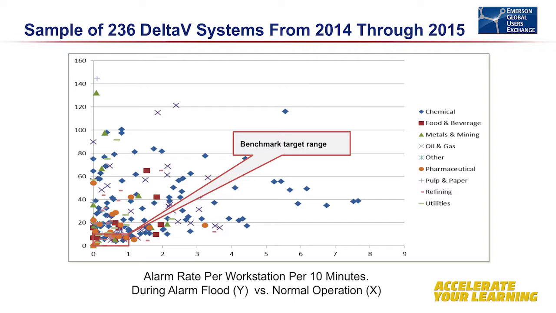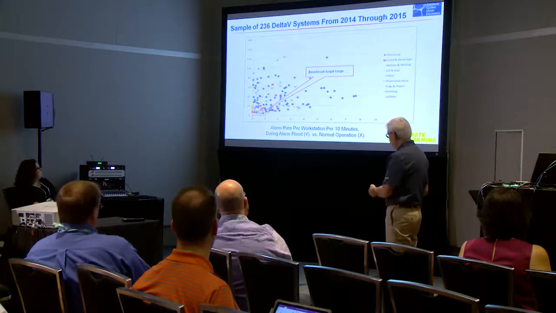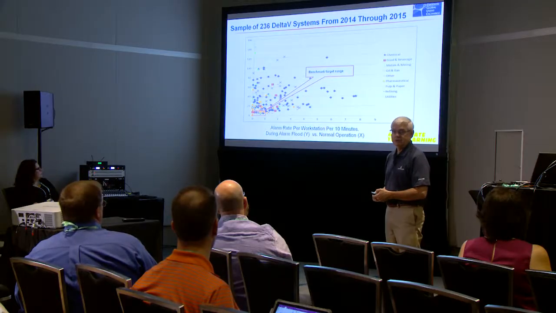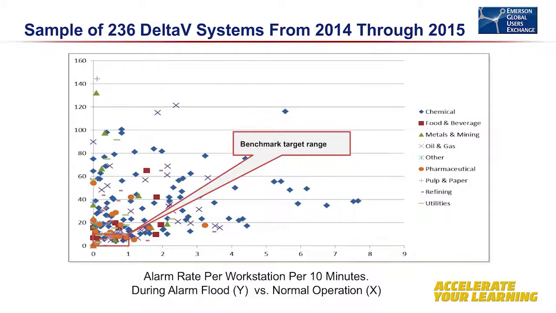So if you're seeing a lot of alarms coming in during those times that you're not in a flood, this is somewhat a measure of the number of nuisance alarms, things like chattering, fleeting, those kind of bad actors. The vertical axis here represents the number of alarms in a 10-minute period on average when you're actually in a true alarm flood. There's been something happen and there really is a disruption, and how many alarms are you seeing then? Now, the benchmark target would be down in this left corner right here, each dot representing for a particular system how the operator console positions are performing based on the data that we got.